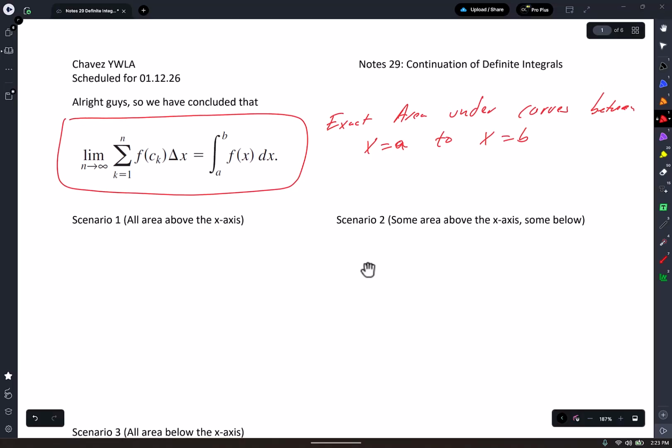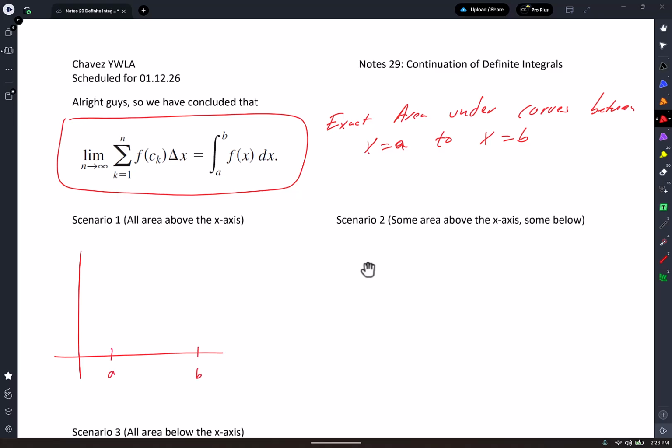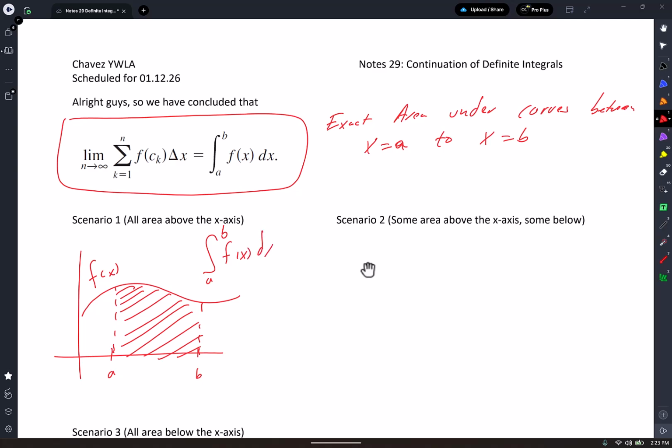Well, let's see. Scenario 1, all area above the x-axis. So what does that mean? It means that this will give me, here's a, here's b. I have a curve. I'm going to call that curve f of x. And that will give me all the area below that curve. And if it's all above the x-axis, that area will always be positive. Area itself is always positive, but we're talking about signed area.